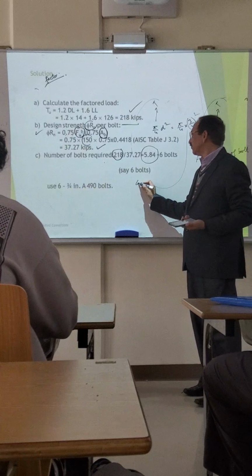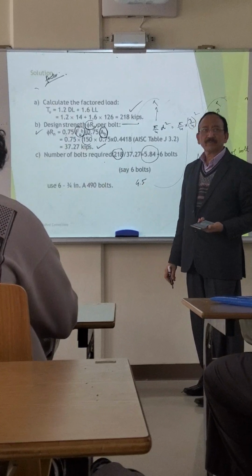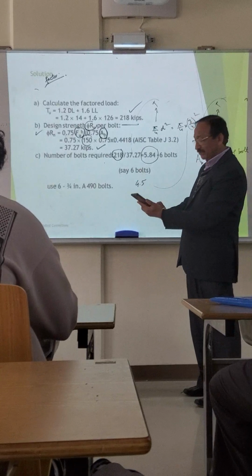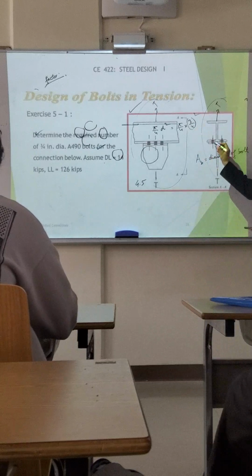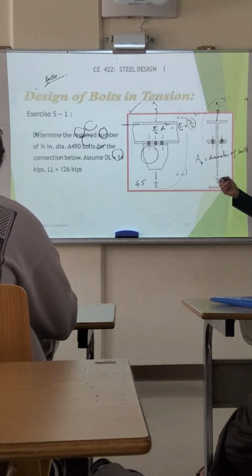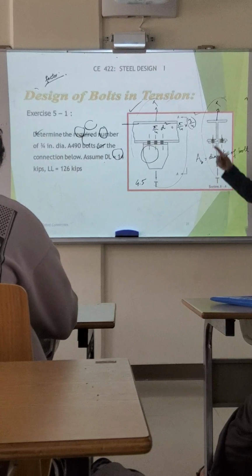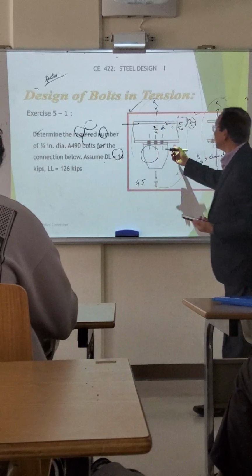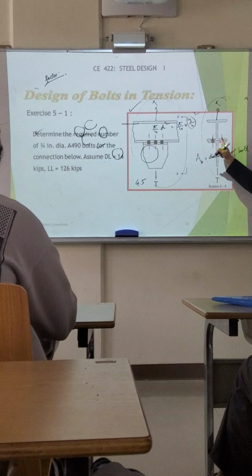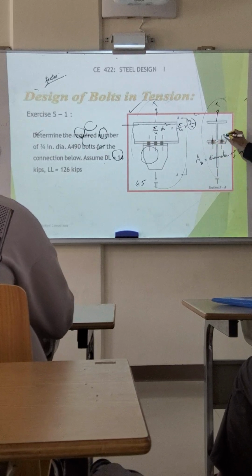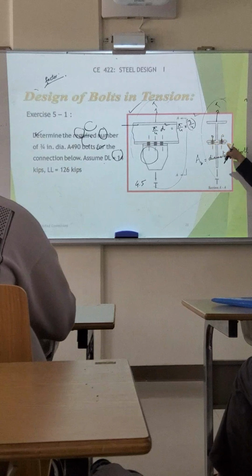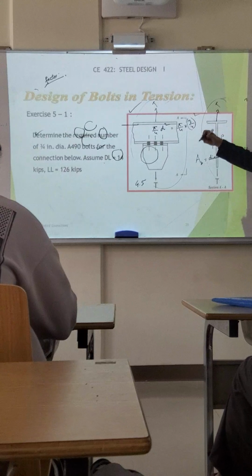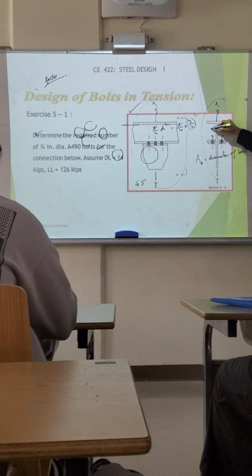Even if it is coming to be 4.5, what will you do? 5 bolts? No, 5 will not be possible because you have to provide at least 2 in a row. So 5 is not possible. So you will go 2, 4, 6, 8 like this, even number. In the flange there will be pairs, 2, 2, otherwise it will not be balanced. So 2 here, 2 here. So 4. If you say 4.5 means 5, you cannot provide 5. You have to provide 6.